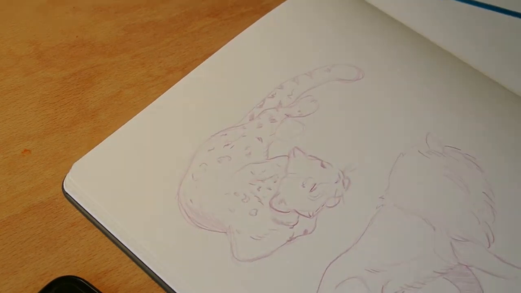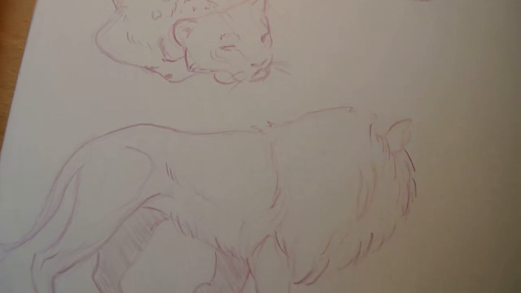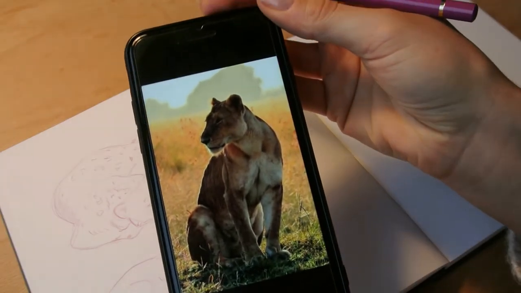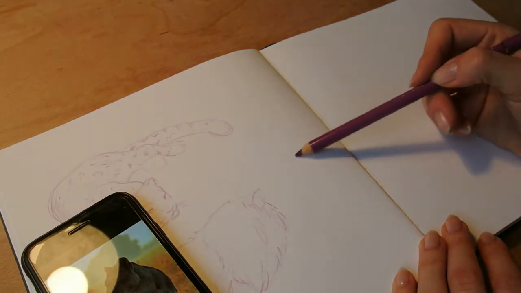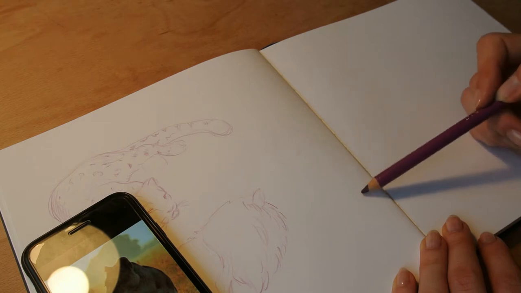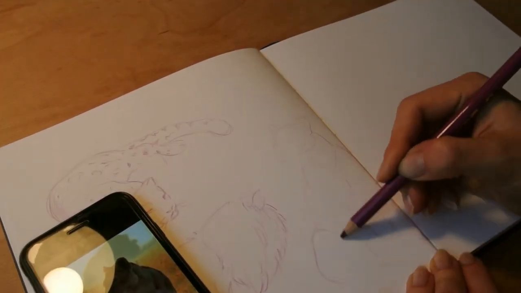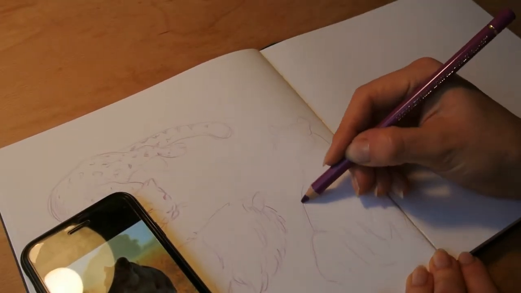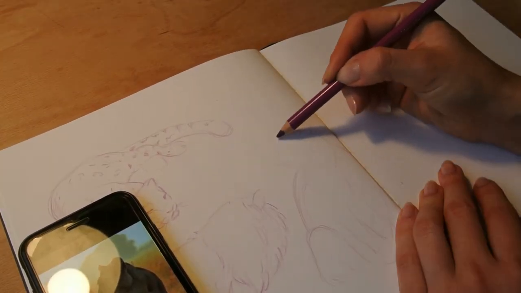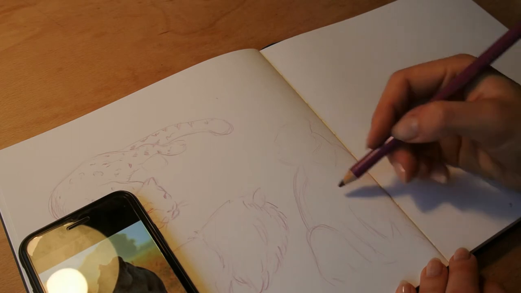But I still think that there are some benefits to using your own reference or drawing from life, because you get a little bit more feel of the animal that you're drawing and how they behave, and maybe you can see them moving. And I think it's a great idea to maybe take some videos of them instead of photographs, just to get the gist of their movement.